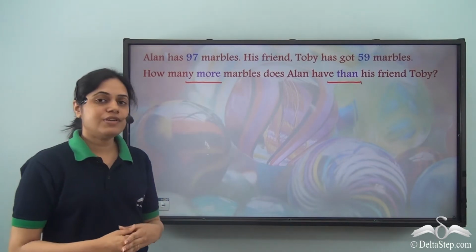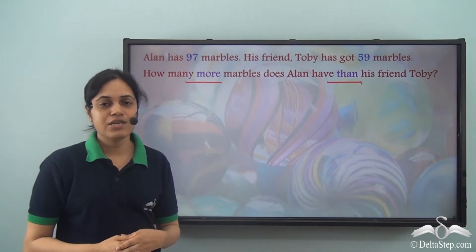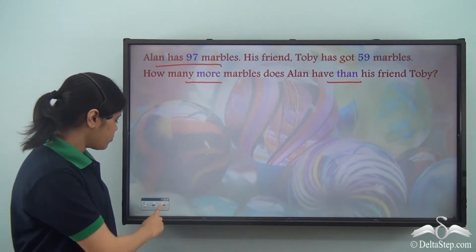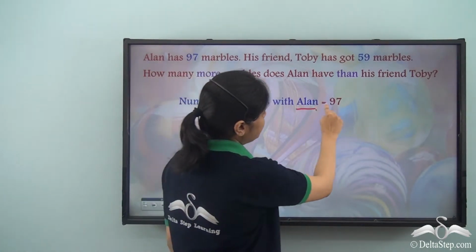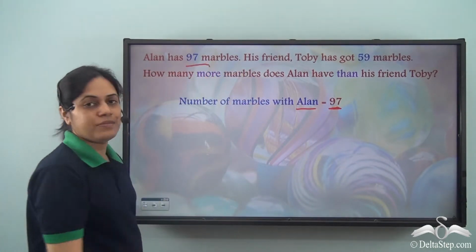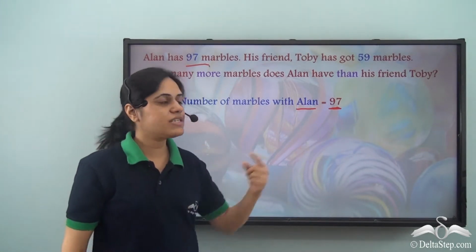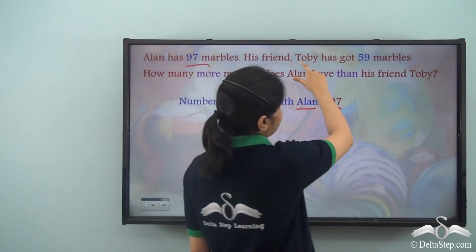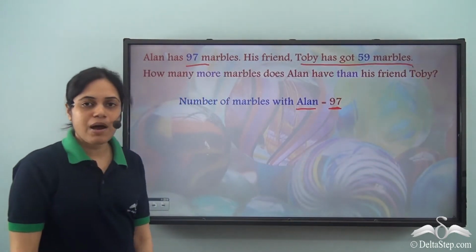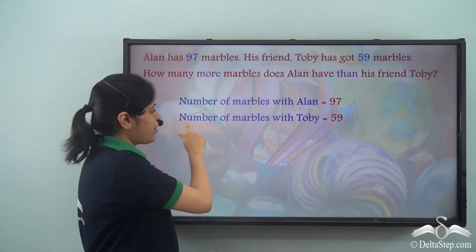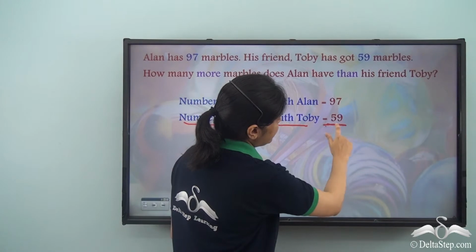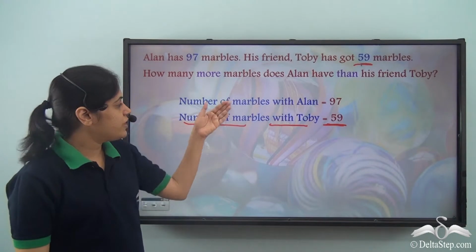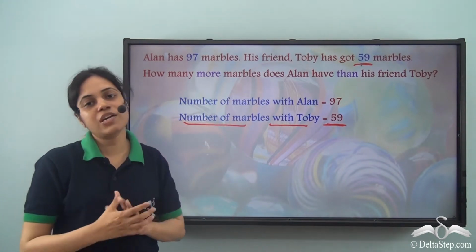For that, first we need to write what is given to us. What is given? Alan has 97 marbles. So the number of marbles with Alan is equal to 97. Next, what is given? Toby has got 59 marbles. So we write number of marbles with Toby is 59. So we have now written the two things which are given to us.